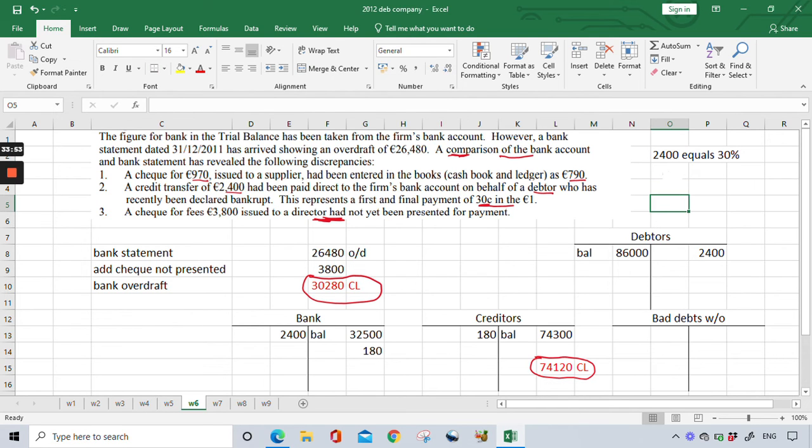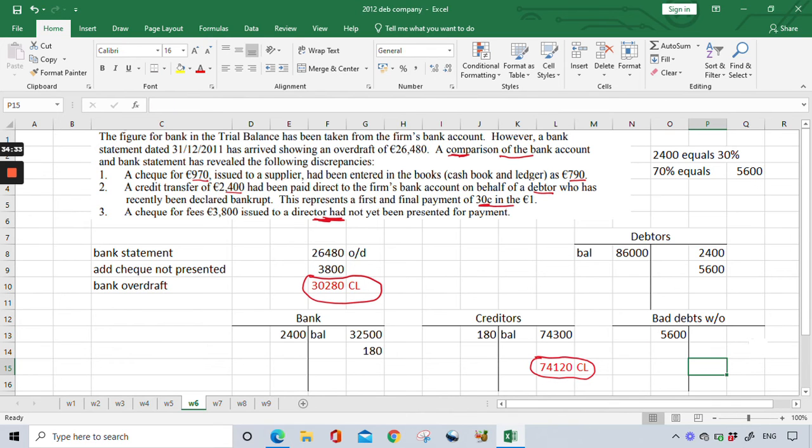So what I'm looking to find out is 70%. 70% equals, and what am I going to do there? I'm going to go 2,400 divided by 30, which would give me 1%, multiplied by 70, and that will give me 5,600, the remainder of the debt which is being written off. So I'm going to take it away from debtors, 5,600, and I'm going to debit bad debts written off, 5,600.